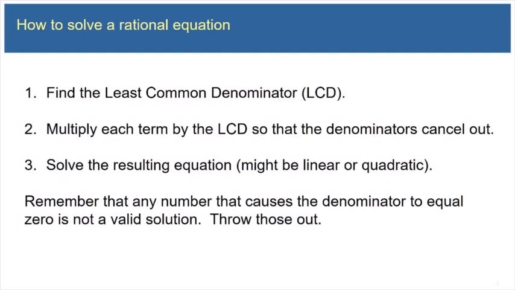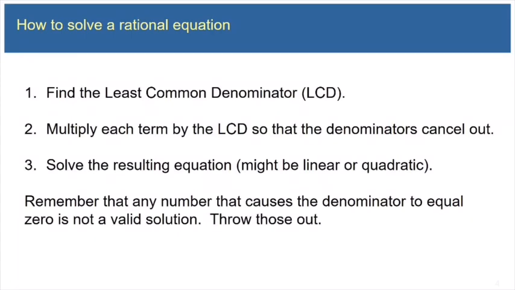So when you need to solve a rational equation, the first thing you're going to do is find the least common denominator, the LCD, and I'll give you more information about that in just a minute. After you've done that, your next step is to clear the denominators. So the next thing you're going to do is multiply each term by the LCD so that the denominators cancel out. And then you'll be able to solve the resulting equation.